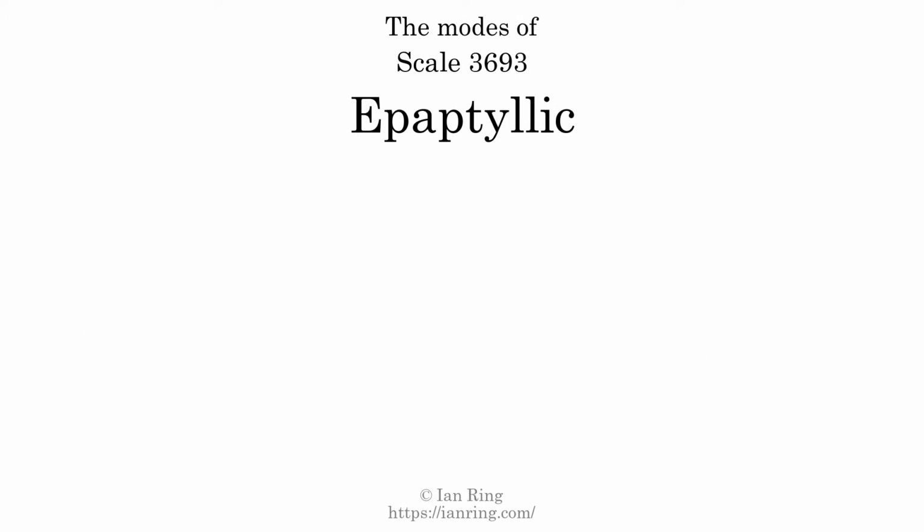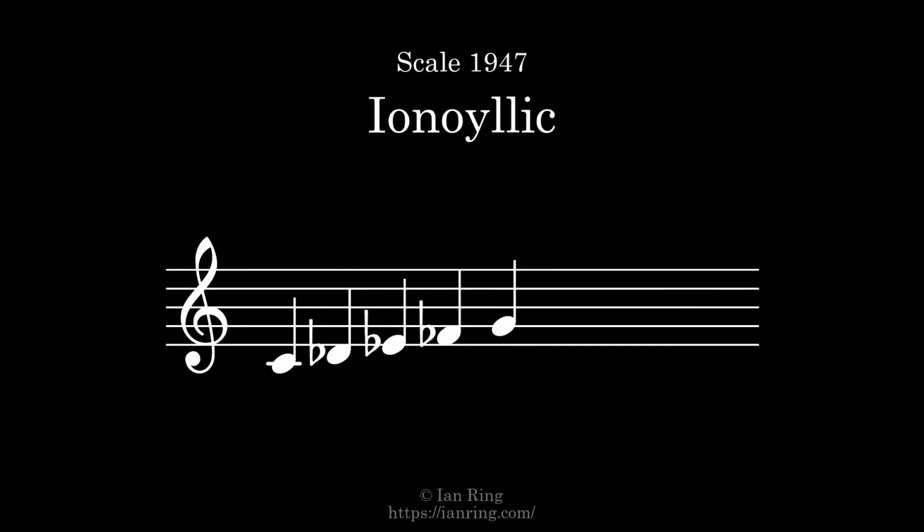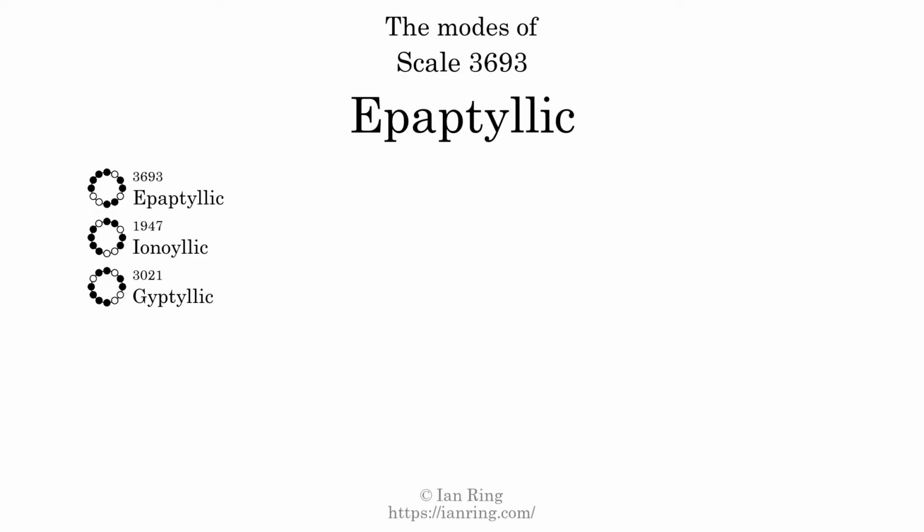This scale has 8 modes. The first mode is itself. The second mode is scale 1947, also known as Epaptyllic. It sounds like this. The third mode is scale 3021, also known as Epaptyllic. It sounds like this.